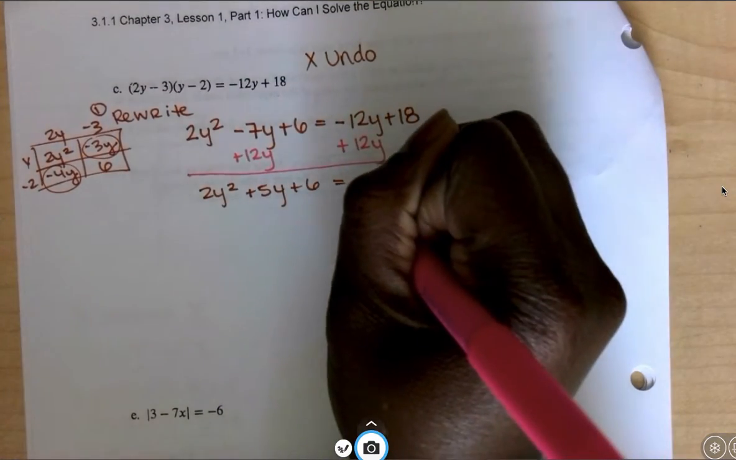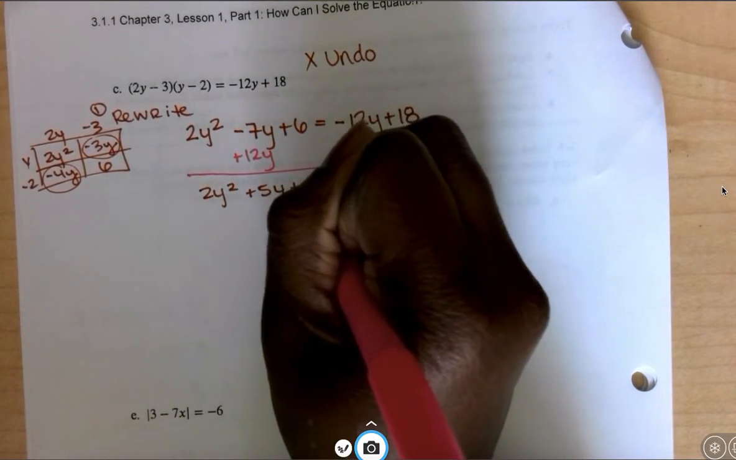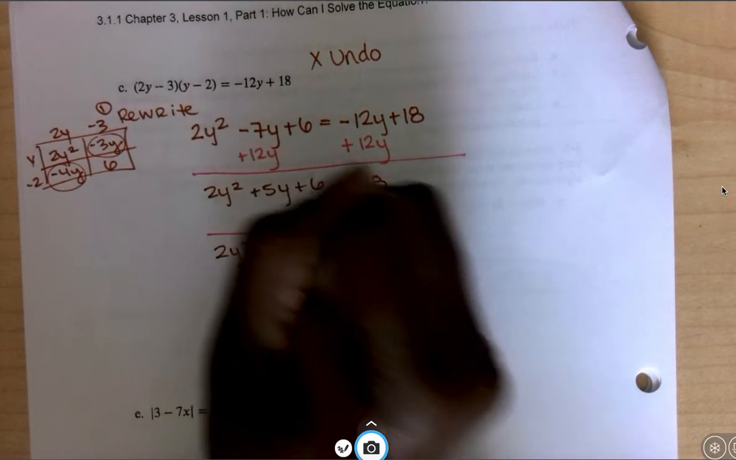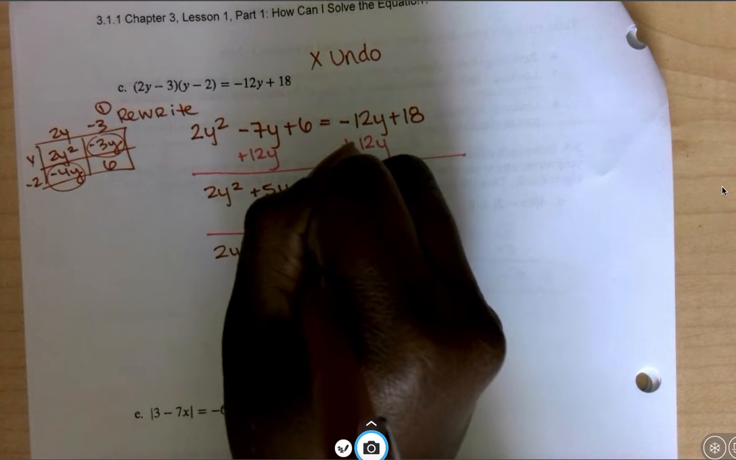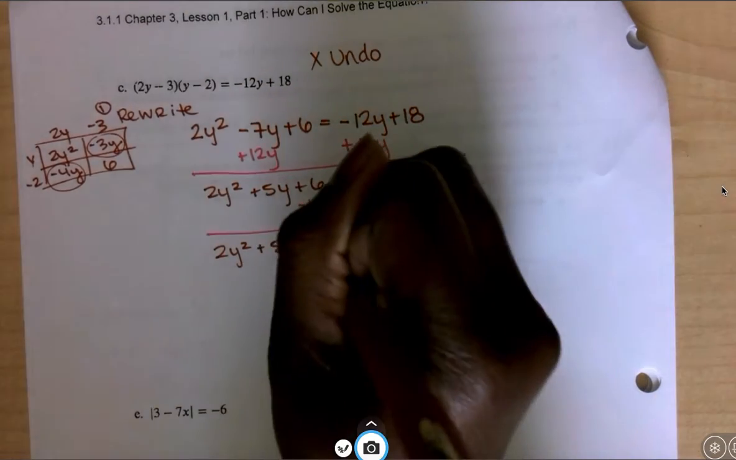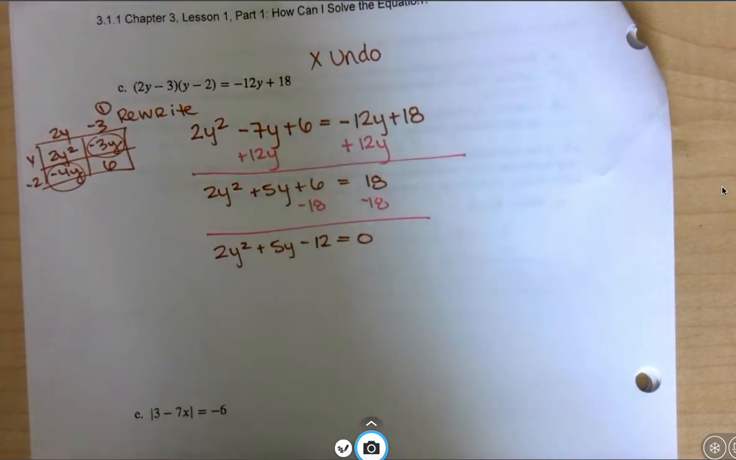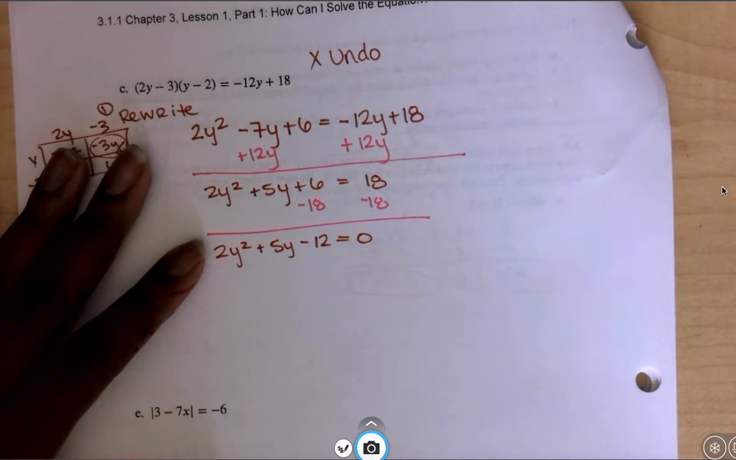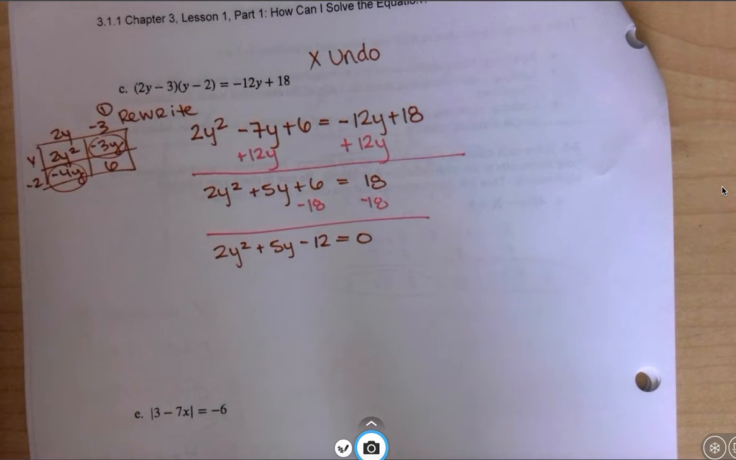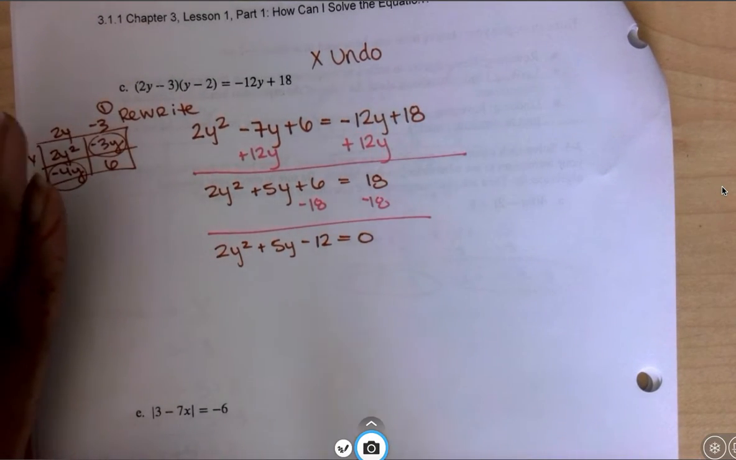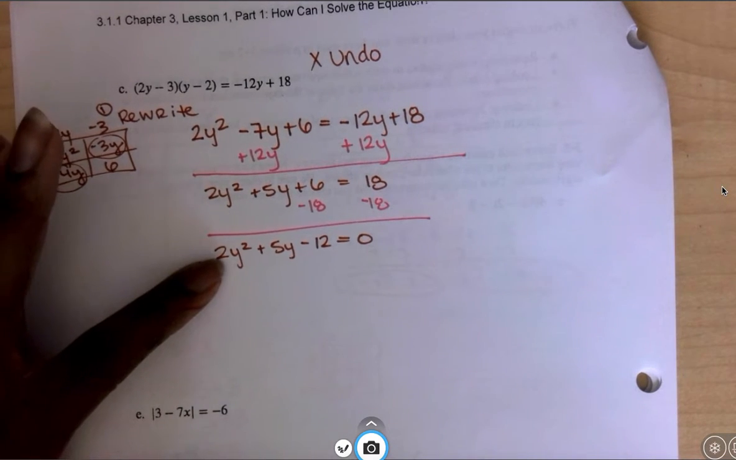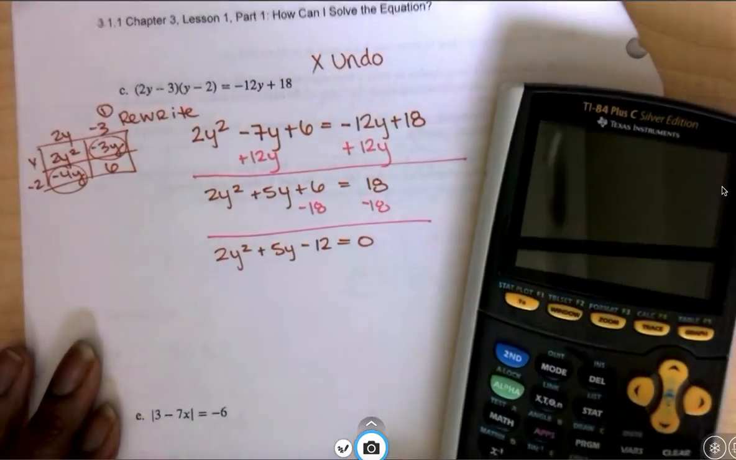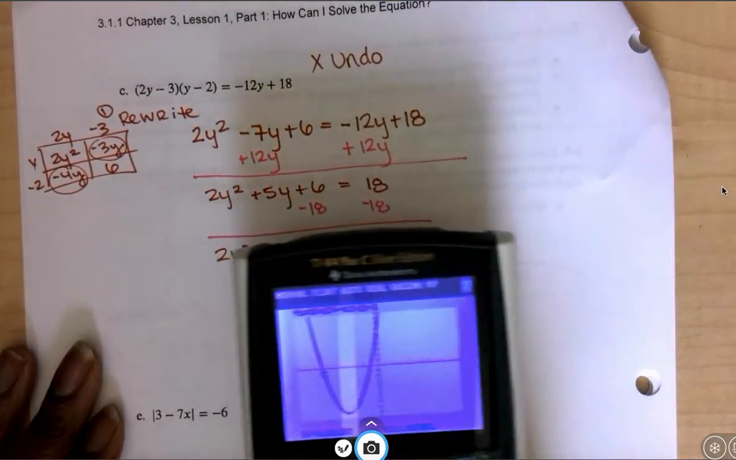Next, I'm going to move my 18 over. Now I have 2y squared plus 5y minus 12. And so something like this, you can't factor it in your head. Not because of the 2. We'll learn about how to factor when you have a number coefficient here, but actually you're going to get a decimal answer.